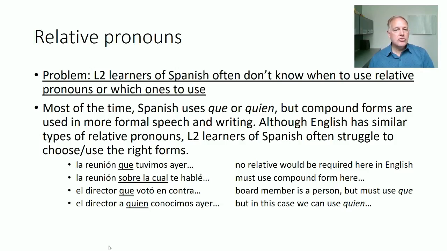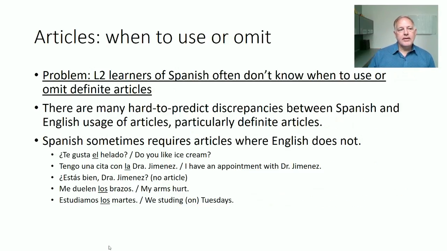This third example you could not say quien, right? However, in the fourth example you can. El director a quien conocimos ayer, right? But you could also say al cual or al que, right? So why is that? When can you use which? It's very tricky, and again, I have a couple of videos on this on YouTube.